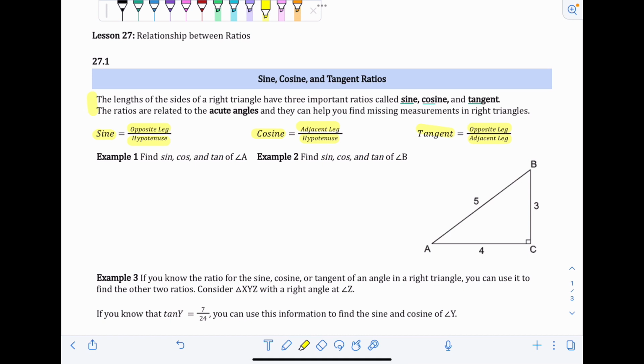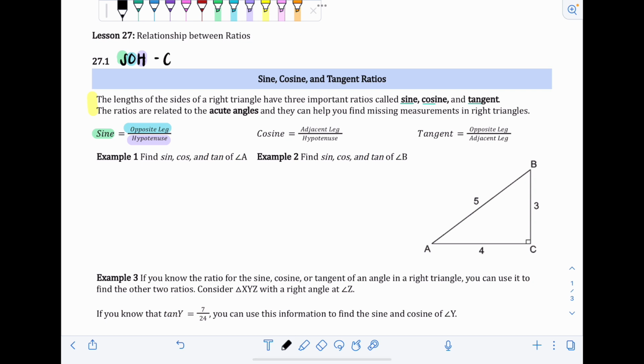So there is a trick that we use to remember what each of the formulas or ratios are for sine, cosine, and tangent. It's called SOHCAHTOA, and it's just a way of organizing the formulas together. So it's SOH, and that stands for sine. So S is opposite leg, so O, over the hypotenuse, so H. So that's what the SOH is. Sine is opposite over hypotenuse.